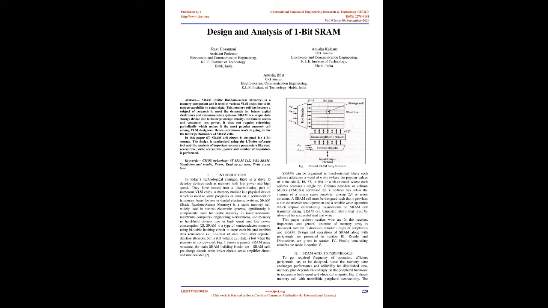Fig 1 shows a general SRAM array structure. The main SRAM building blocks are SRAM cell, pre-charge circuit, write driver circuit, sense amplifier circuit, and row decoder. SRAMs can be organized as word-oriented, where each address addresses a word of n bits, where the popular values of n include 8, 16, 32, or 64, or bit-oriented, where each address accesses a single bit.